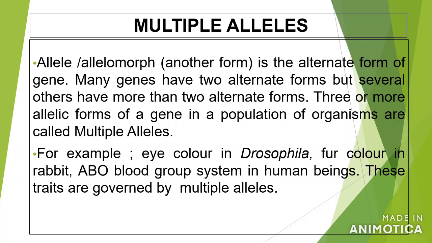Multiple alleles. Allelomorph, another form, is the alternate form of gene. Many genes have two alternate forms, but several other genes have more than two alternate forms. 3 or more allelic forms of a gene in a population of organisms are called multiple alleles. For example, eye color in Drosophila, fur color in rabbit, ABO blood group system in human beings. These traits are governed by multiple alleles.